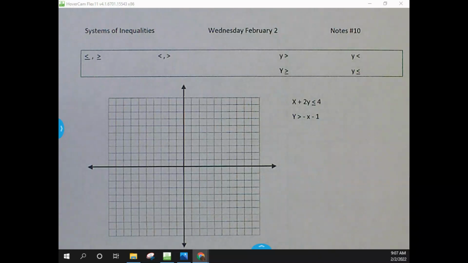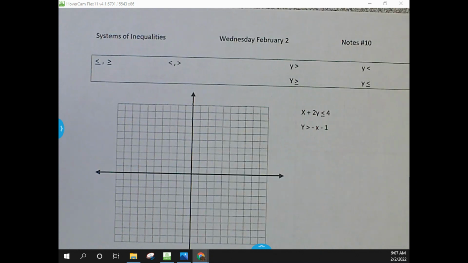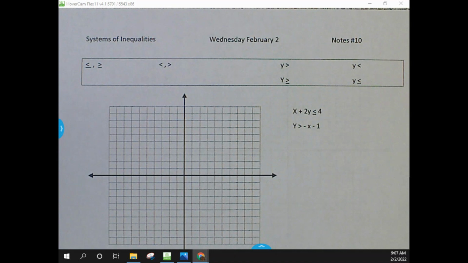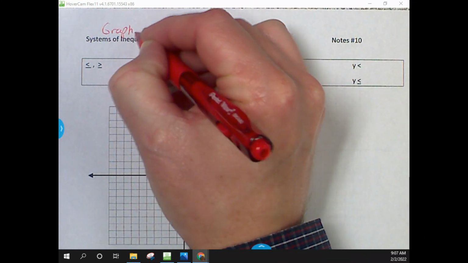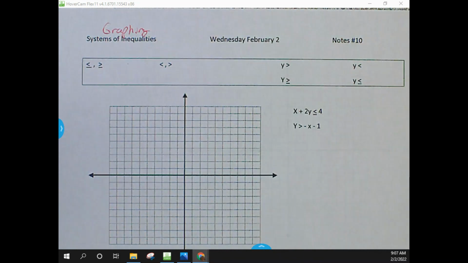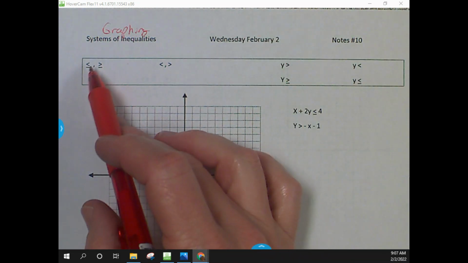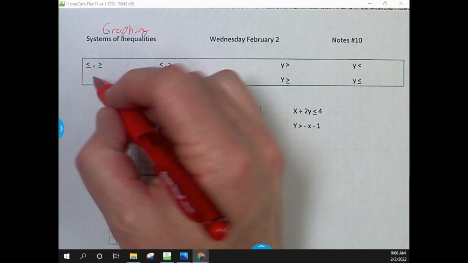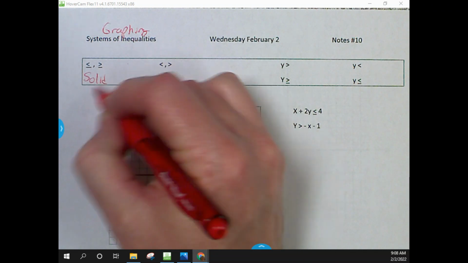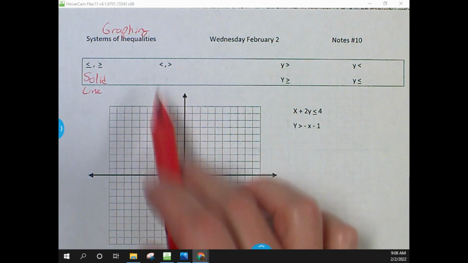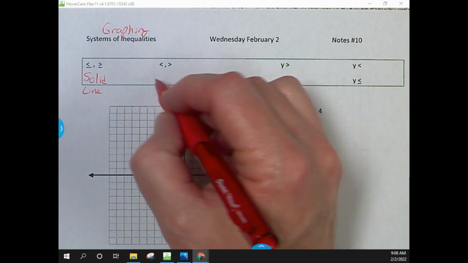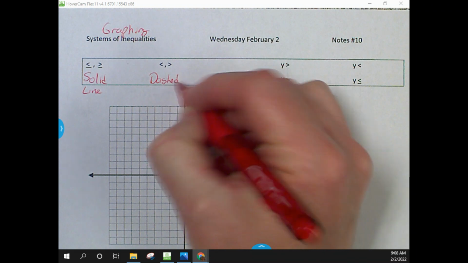Okay, so the biggest thing we're doing with the inequalities, I've got this in the box up here, is, and again, this is something that we talked about earlier, we're just going back and reviewing. When you're graphing, because this is the big thing that we're doing for this part, with these systems of inequalities, everything is graphing. If you have less than or equal to, or greater than or equal to, this is where you're going to have a solid line. If you have less than or greater than, that's where we have a dashed line.